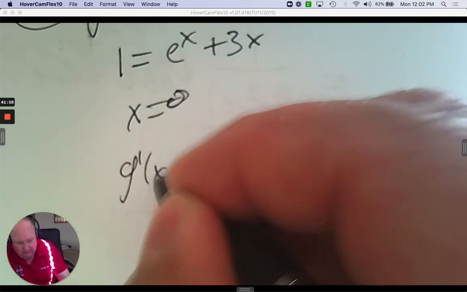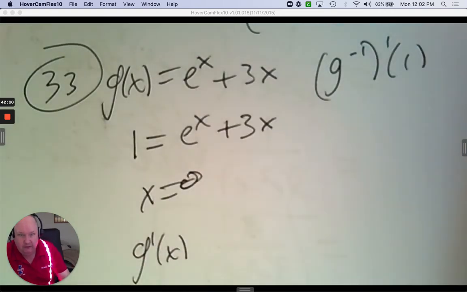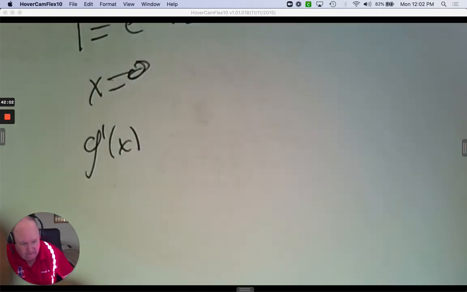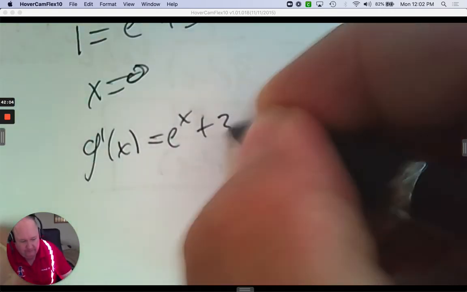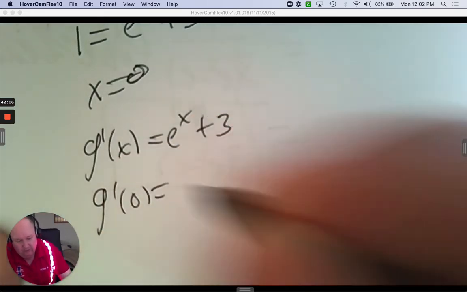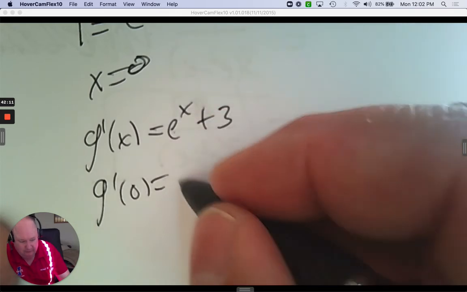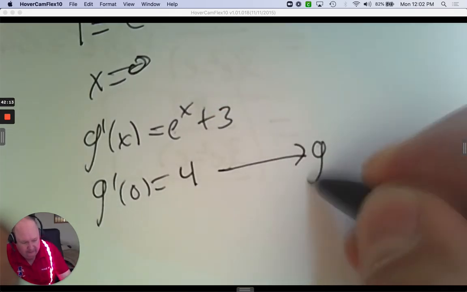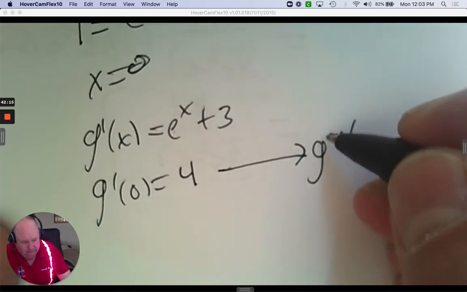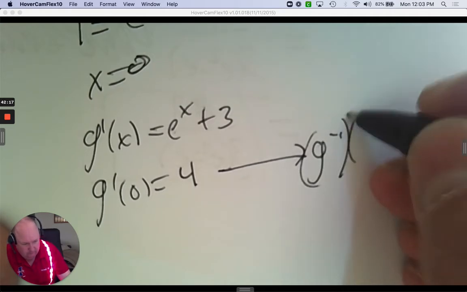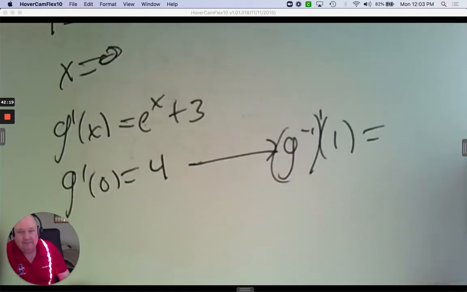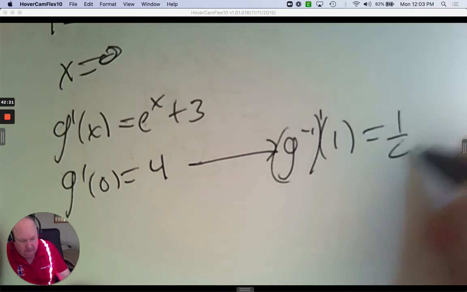So when I take the derivative of g of x, which is e to the x plus 3, then I plug in what I just found, which is 0. So e to the 0 is 1, plus 3 is 4. Then when I do the inverse, it's the reciprocal, and you get the answer, a quarter.